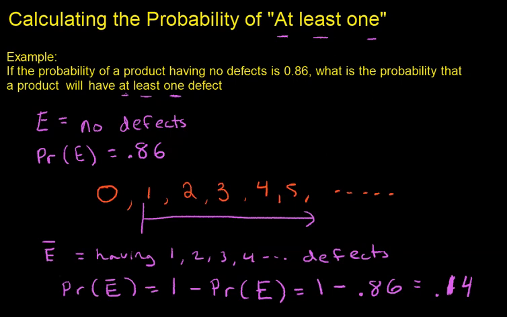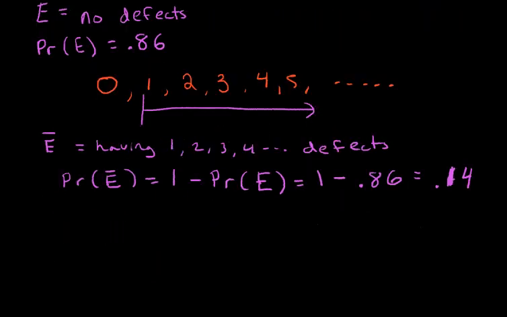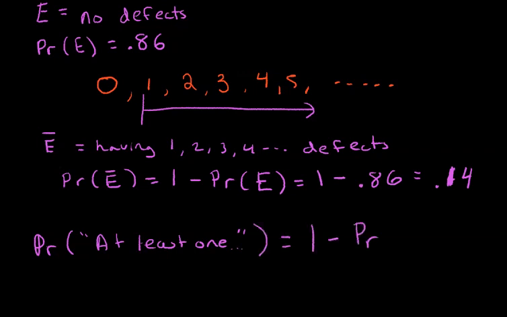So in general, whenever you're asked to find the probability of at least one, okay, this is loosely written here, the event is at least one something, this is going to be 1 minus the probability of none, right? No defects, none of something. So in general, the probability of at least one is the complement of none.